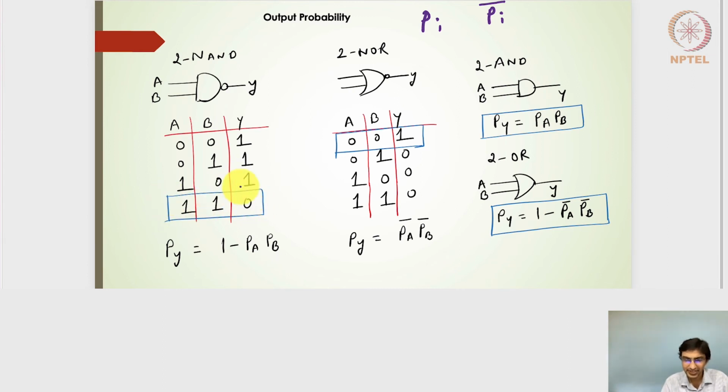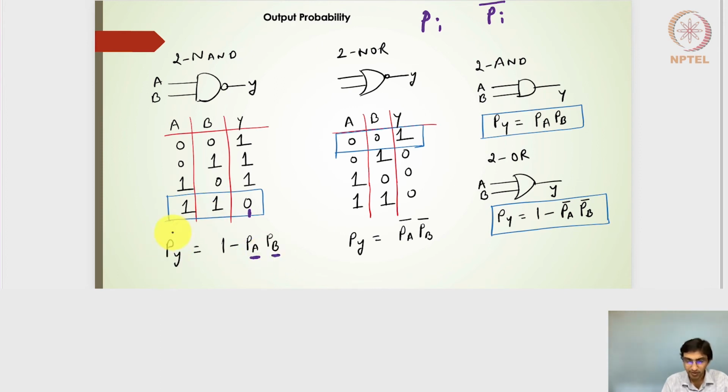So in this case, if I take the last input combination, 1, 1, giving an output of 0, I can write my probability for this particular logic gate, which is a 2-input NAND gate, as 1 minus PA and PB. So this is 0. So that's why it is 1 minus, and then what is the input probability? It is being 1, so that's why PA, PB.